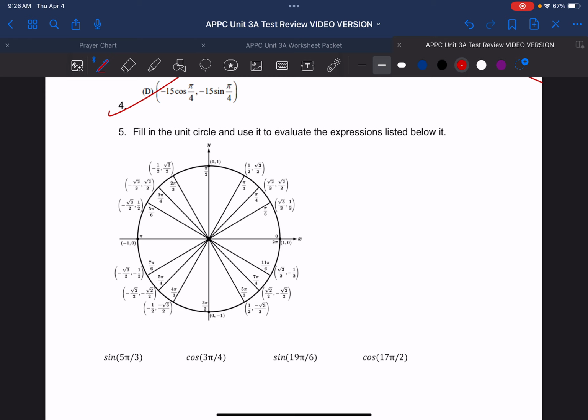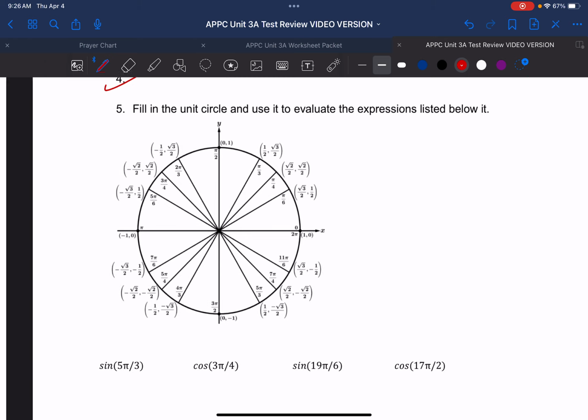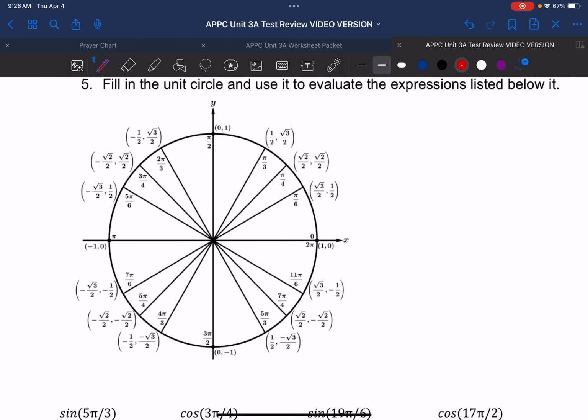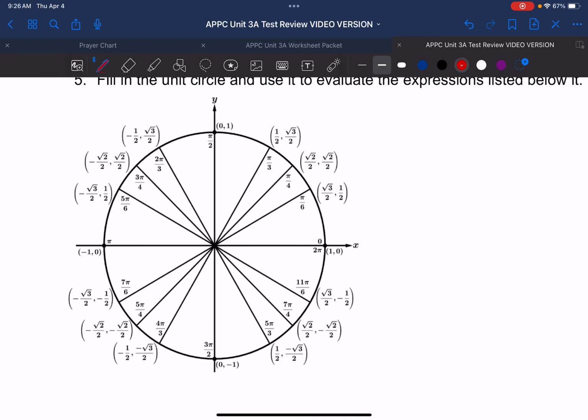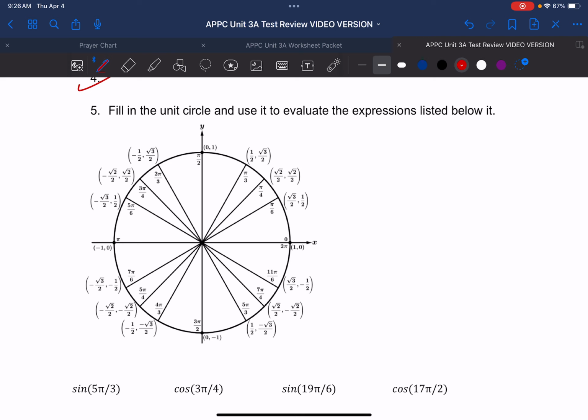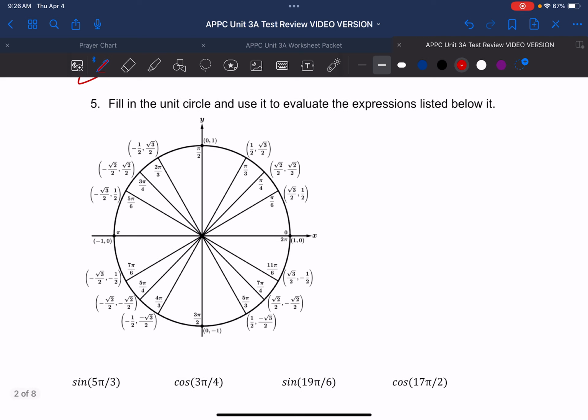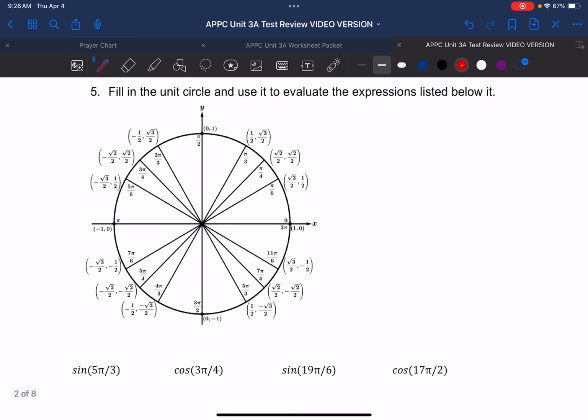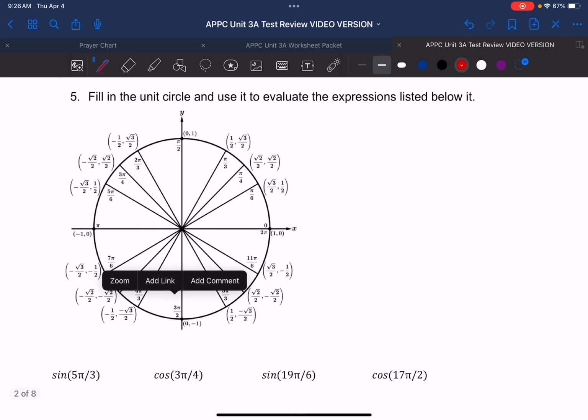So right here, I would practice filling in your unit circle by yourself. Those are the values. You can pause here if you need that. But you got to be able to know this from memory because you need it to evaluate some of these values. So draw your unit circle really quick, and then let's do these.